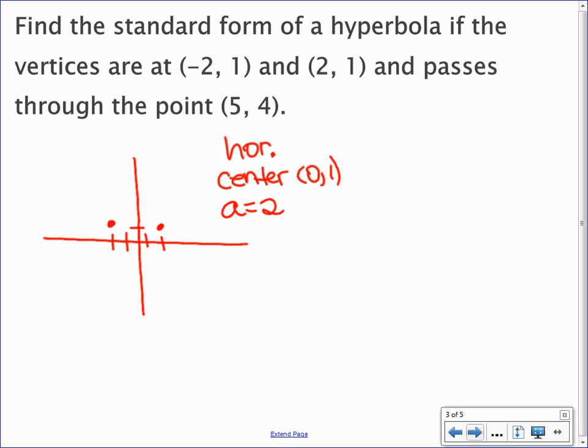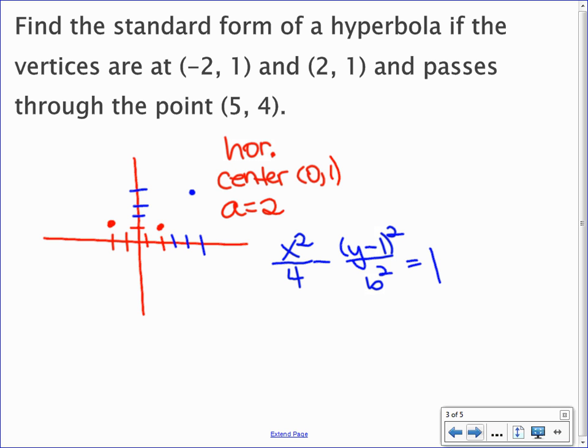So let's write what we know. We have x minus h squared over a squared minus y minus 1 squared over b squared equals 1. Now, all we know is that it goes through the point 5, 4. That does not give us a foci. It's not our b value. So what we're going to have to do to find b is plug that point in.